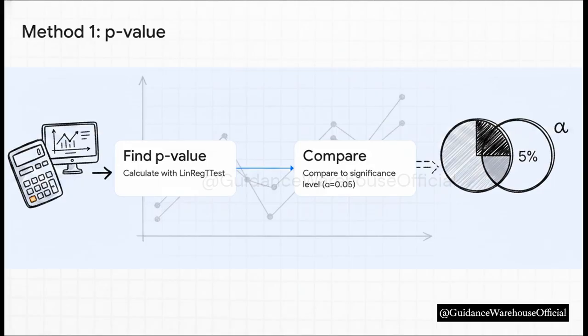So, how do we actually choose between the two? Well, there are 2 equivalent methods. Let's look at method 1, the p-value method. First, you use a calculator function, like LinRegTTest, or computer software to find your p-value based on your data. Second, you compare that p-value to a designated significance level. In most standard cases, and for this entire explainer, we're going to use a significance level of 5%, which we write out as alpha equals 0.05.